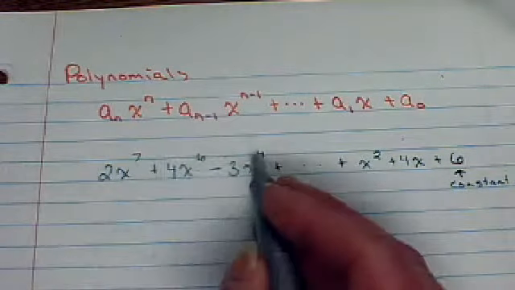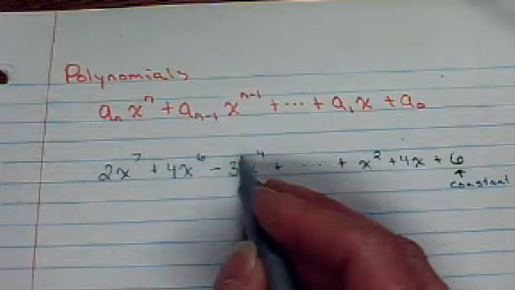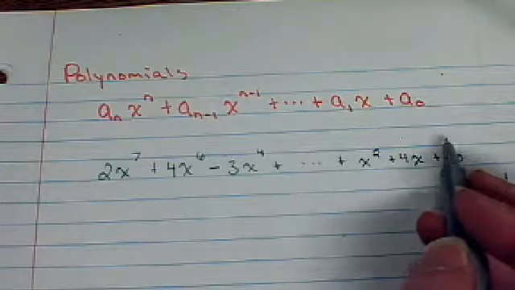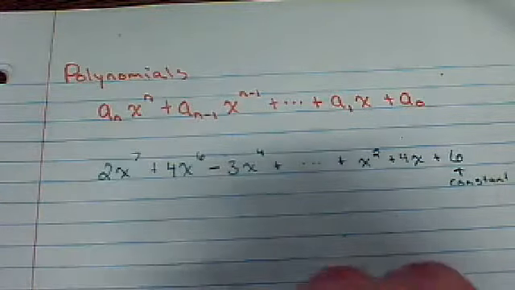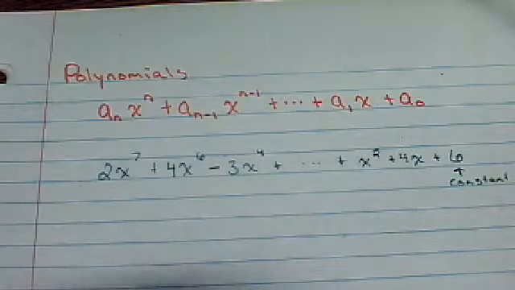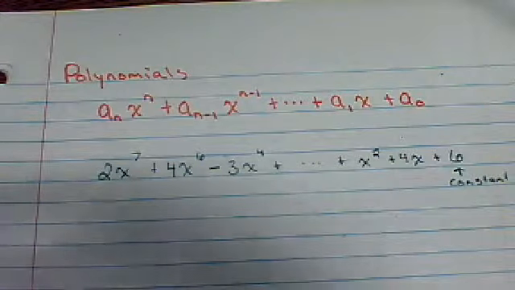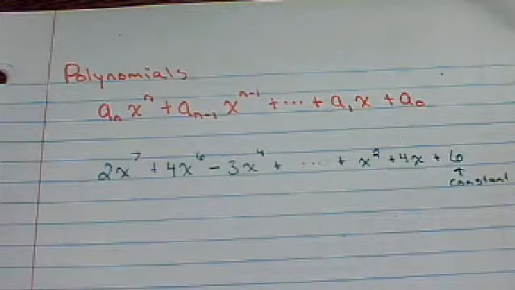Now, all of your exponents need to be whole numbers. That means we start at 0 and go up 1, 2, 3, 4, 5, and so forth. Cannot have any fractions, no negative numbers, none of that for your exponents. We're also dealing with only real numbers for our coefficients, so no weird things for coefficients.